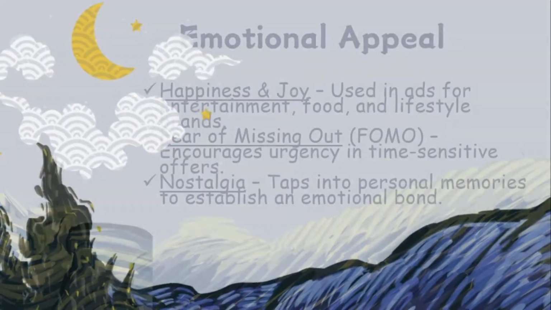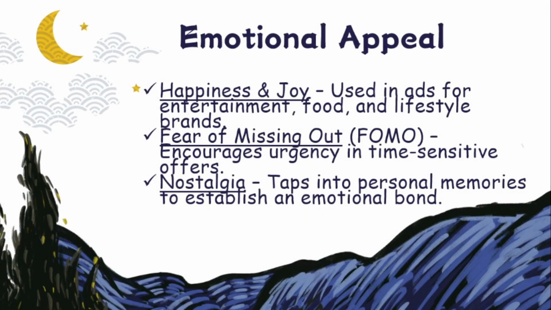4. Emotional appeal. Video advertisements often tap into emotions to create a strong connection with the audience. Common emotional triggers include happiness and joy, used in ads for entertainment, food, and lifestyle brands. Fear of missing out encourages urgency and time-sensitive offers. Nostalgia taps into personal memories to establish an emotional bond. For instance, a travel ad may show families reuniting at the airport, evoking warmth and excitement.